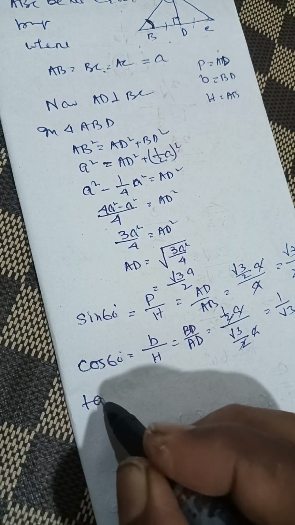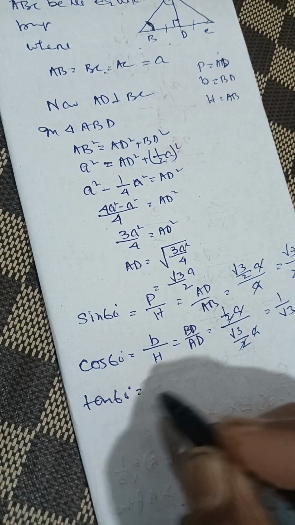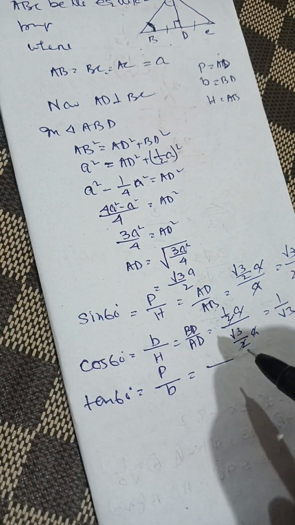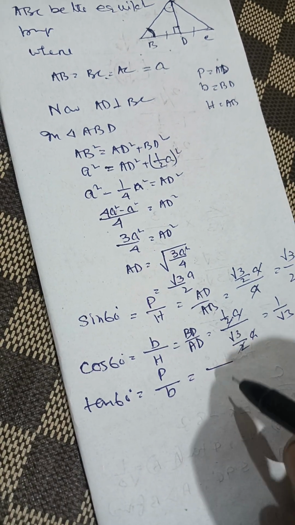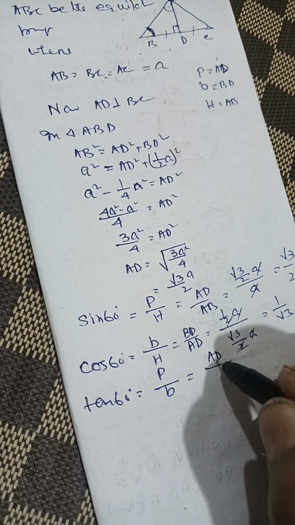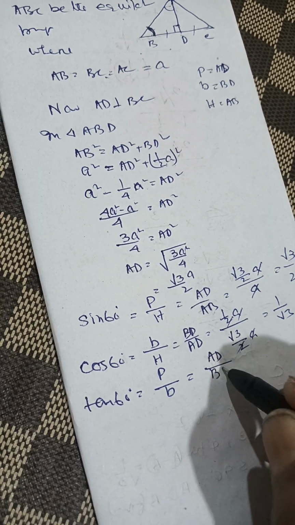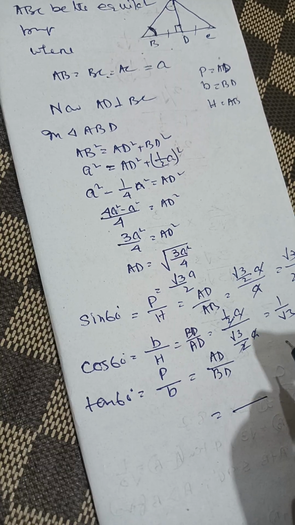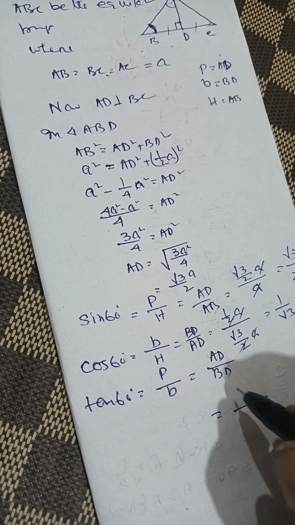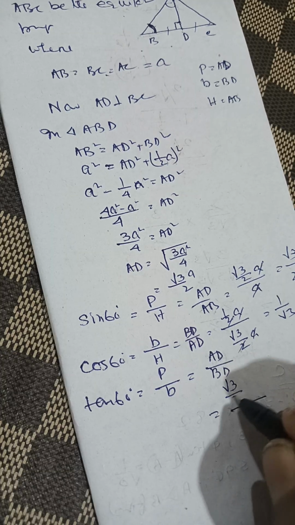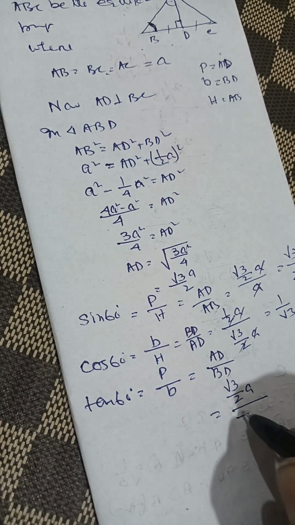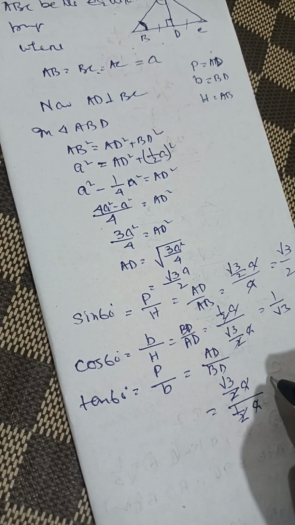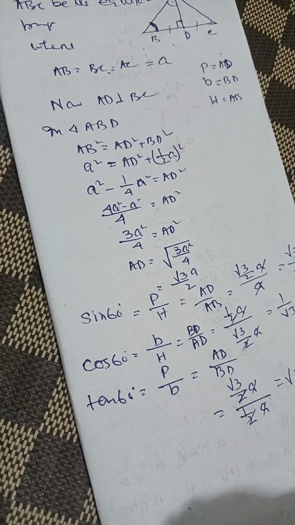Now tan 60. Tan 60 we know is P by B. P is AD and B is BD. AD is root 3 by 2 into A. BD is half of A. So A cancels, 2 cancels. Answer is root 3. That is tan 60.